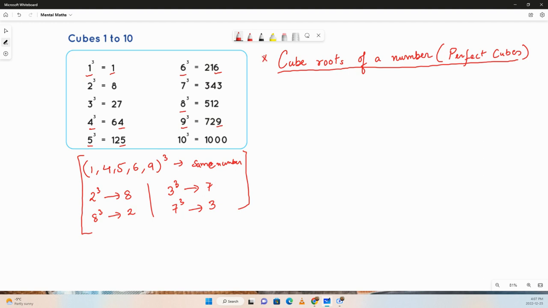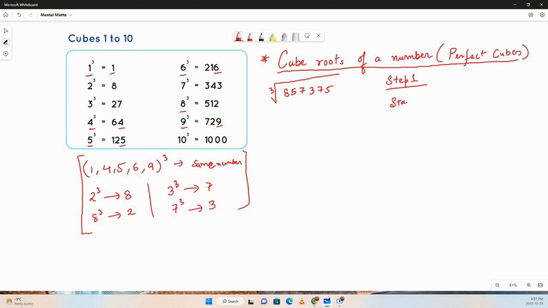cube roots. As always, we'll illustrate how to solve the cube roots through an example. Let's take the example of 857375 and find the cube root of this number. So what are the steps? Let's write them down. Step 1 would be to start making groups of 3 from the rightmost.